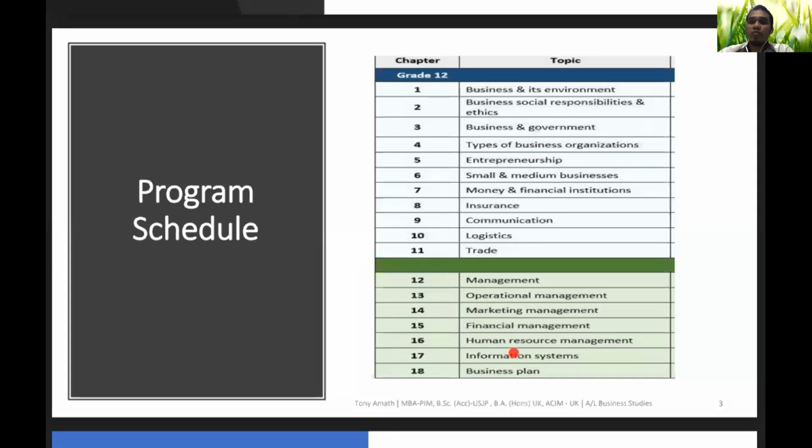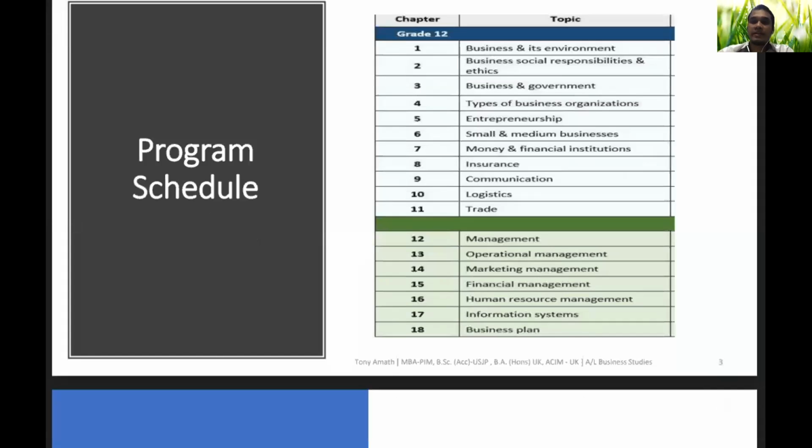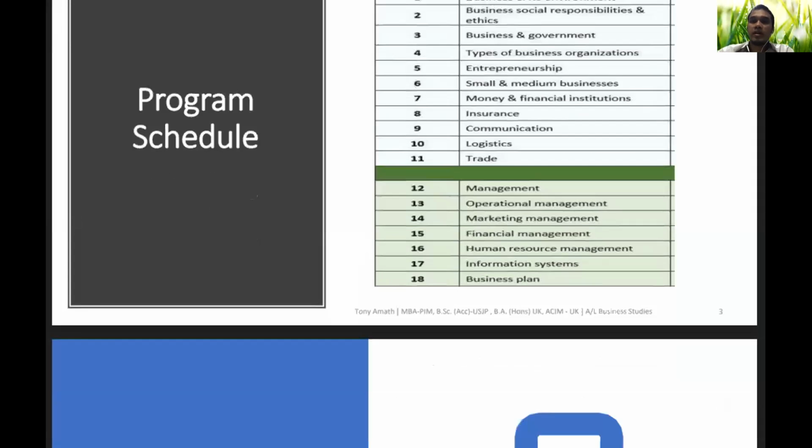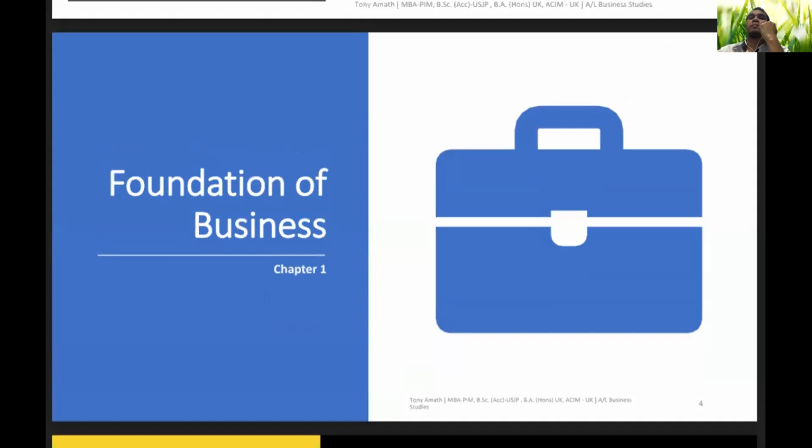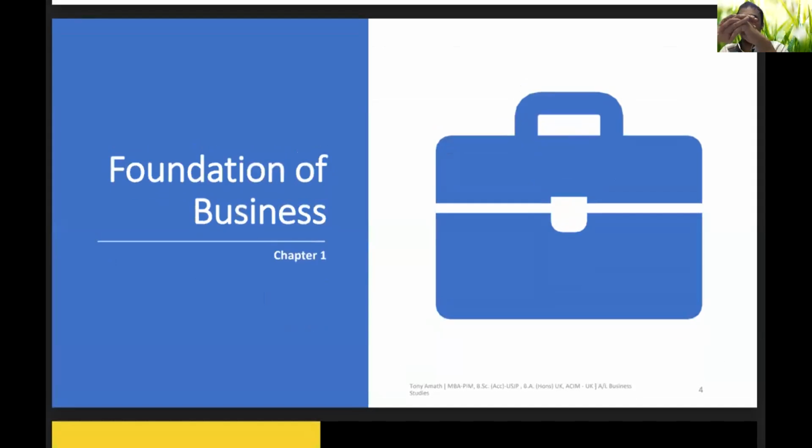So I will keep moving on to the next slide as well, and also give some brief introduction of the foundation of business, or chapter 1, I would say.